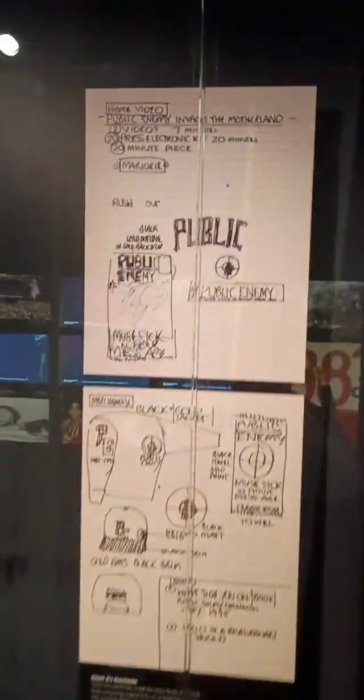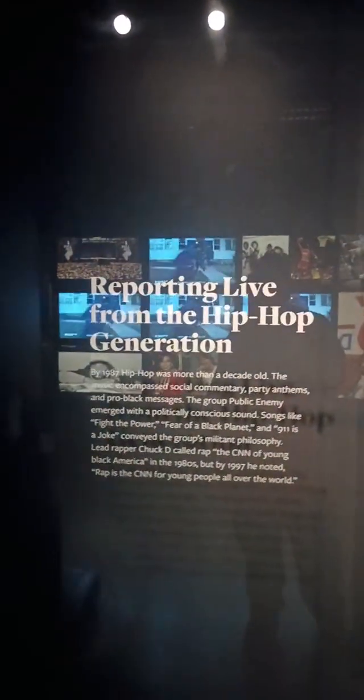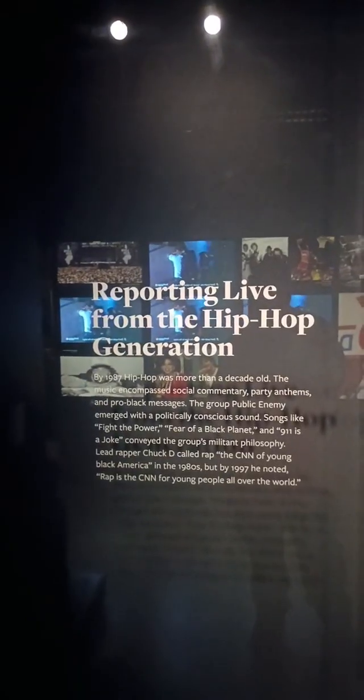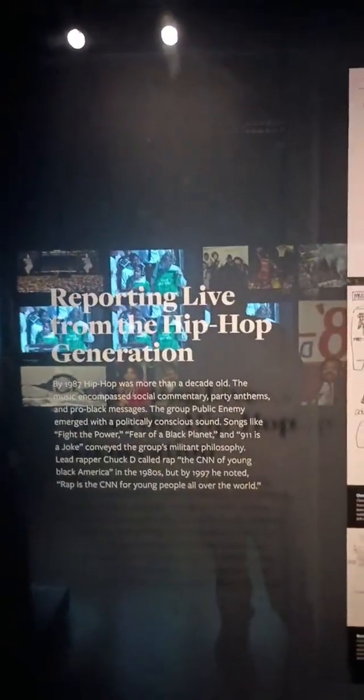I just know rap ain't what it used to be. Rappers used to can rap. Real lyrics. There was a lot more talent. Reporting live from the hip hop generation. I'm glad I didn't go to the exit. I would have missed this.